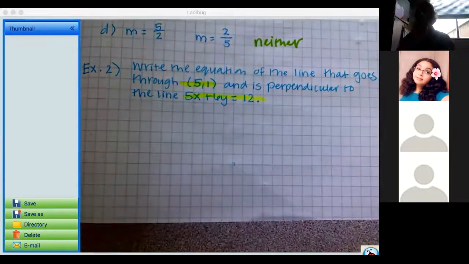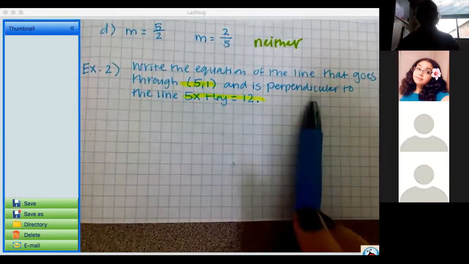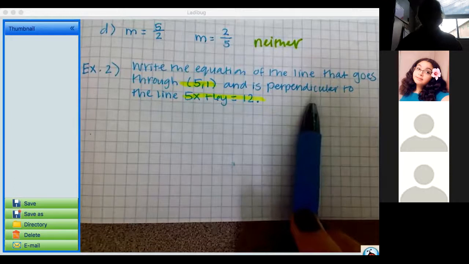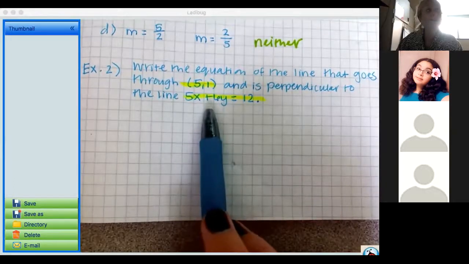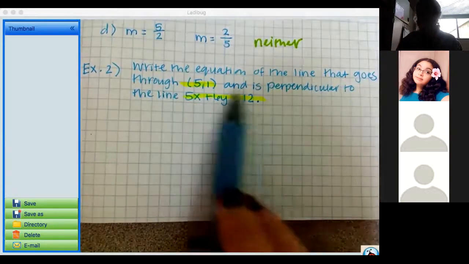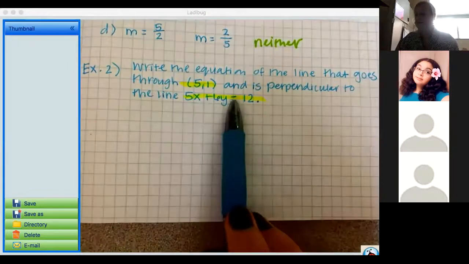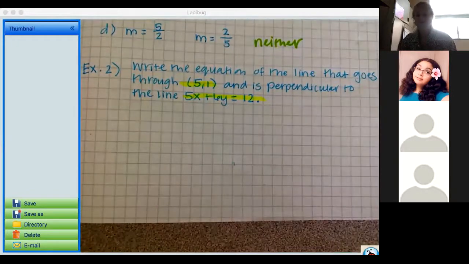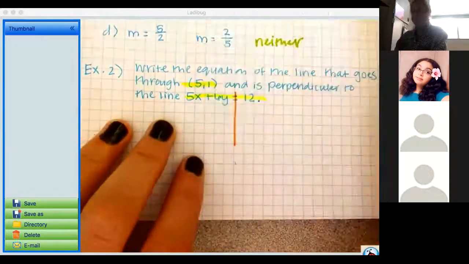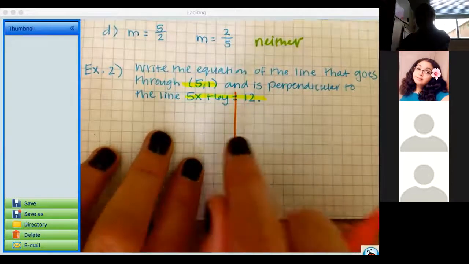The first thing we have to do in a problem like this, to figure out if something's perpendicular, what do we need to know? The slope. Good, the slope of that line that we start with, right? This is the line I give you. How do we find the slope of this line? Solve for y. Very good, Shania and Brooke.